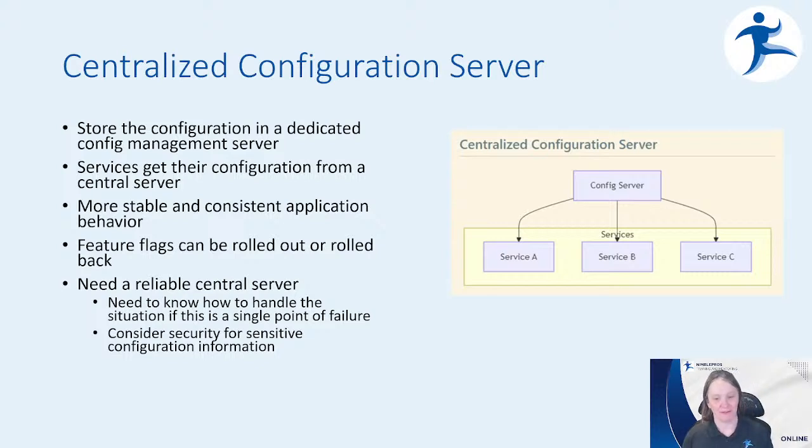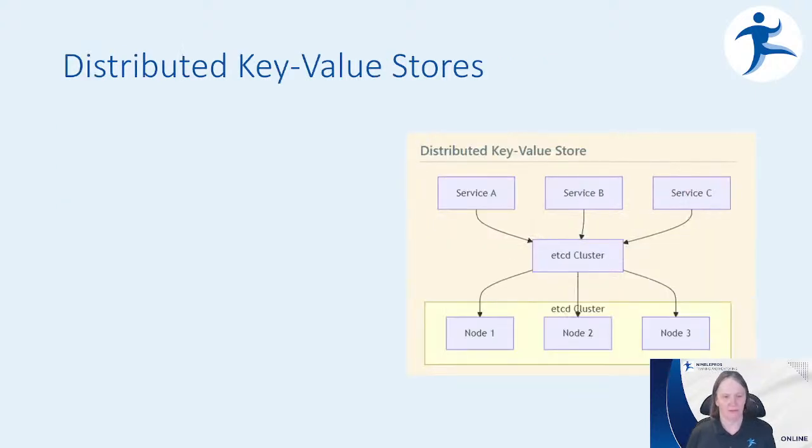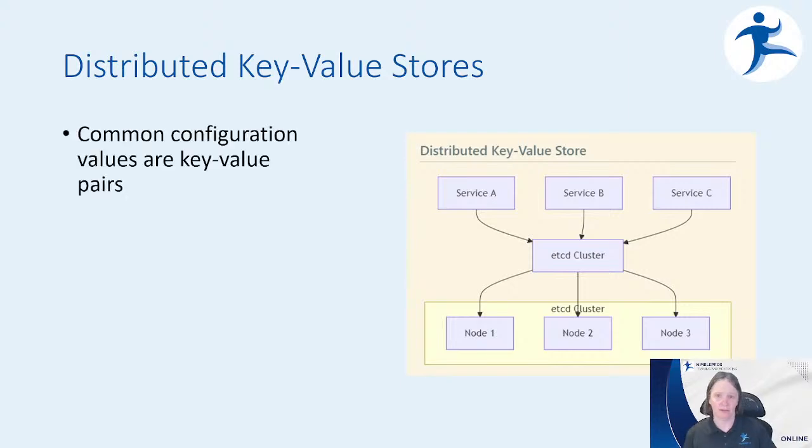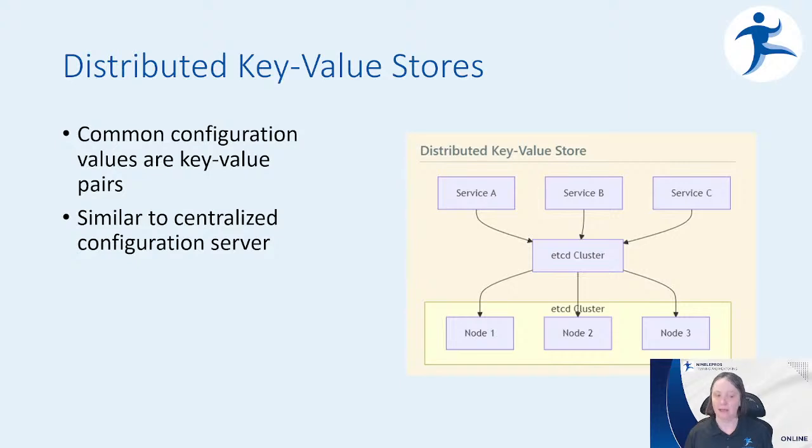So what happens if your config server goes down? Is everything down? Distributed key value stores, another solution for configuration management. So having something like etcd, and notice it's got a cluster. And so the services go to the cluster. The cluster is going to have the store spread out across the nodes. Again, similar to the centralized configuration server, the difference in this case is that it's not one single server, it is a cluster.